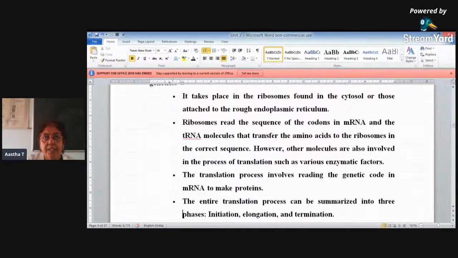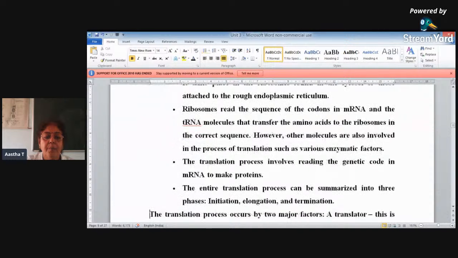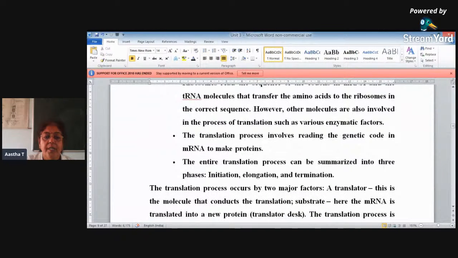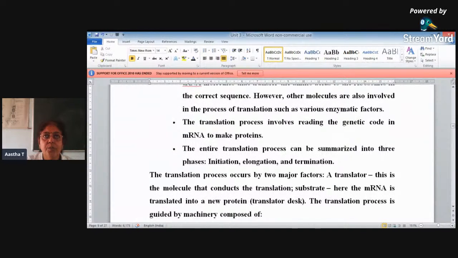Basically, translation reads the genetic code in the mRNA. Last lecture, we have seen what the genetic code is. So, reading of this genetic code is possible with the help of translation. You can summarize this process into initiation, elongation, and termination.